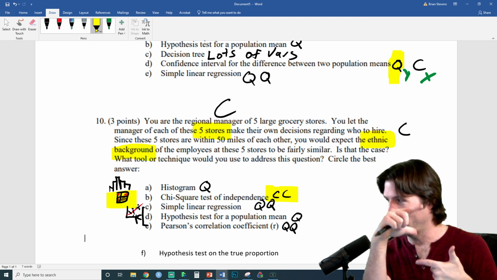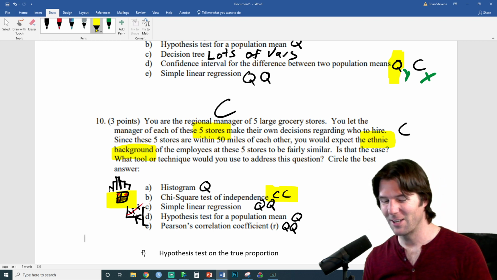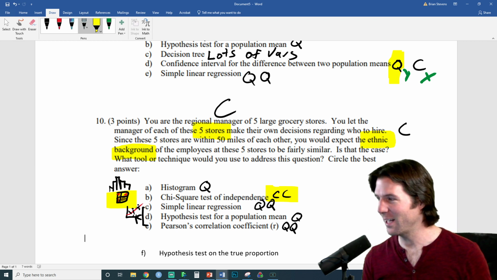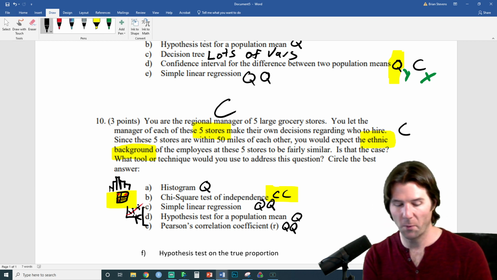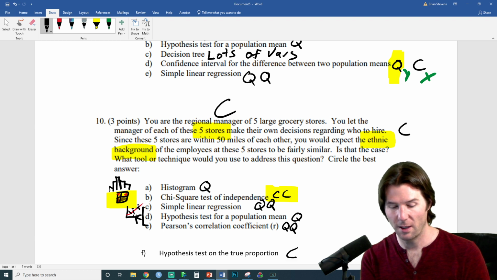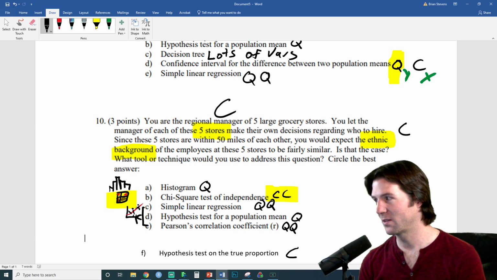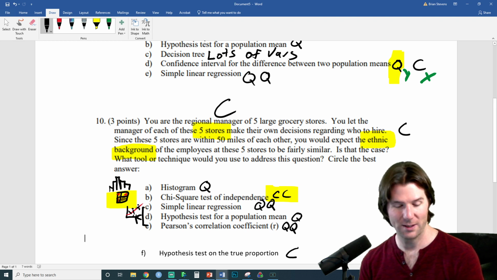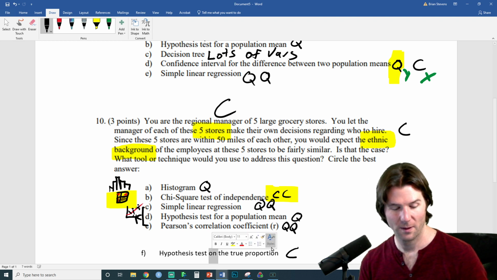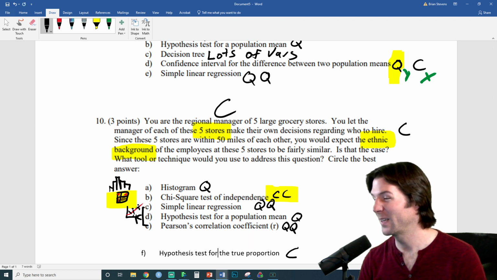So how do you make a square? Does everyone understand these a little bit better? A hypothesis test for the true proportion is for one categorical variable, to see if the true proportion is a certain value. We can argue over the right word. But does everyone understand that would be one categorical variable, and here we have a lot?